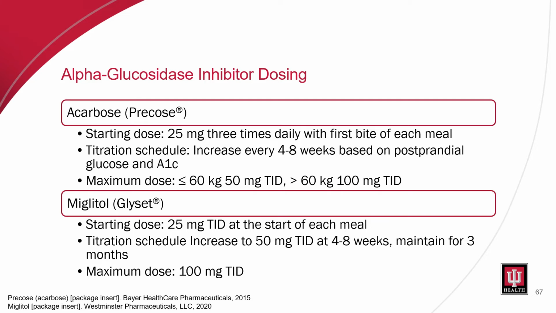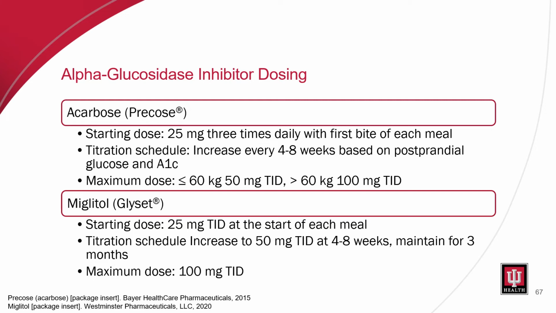This slide shows the alpha-glucosidase inhibitor dosing. So for acarbose, we will start 25 milligrams 3 times a day with the first bite of each meal, and then we'll titrate that every 4 to 8 weeks based on the postprandial glucose or A1C. The maximum dose is determined based on weight, so in patients that are less than or equal to 60 kilograms, it will be 50 milligrams 3 times a day, and those greater than 60 kilograms will be 100 milligrams 3 times a day.